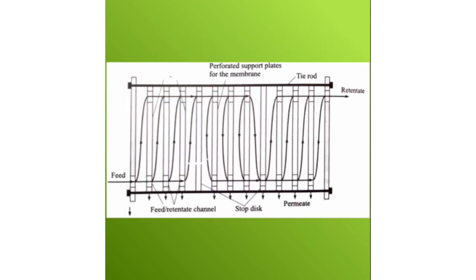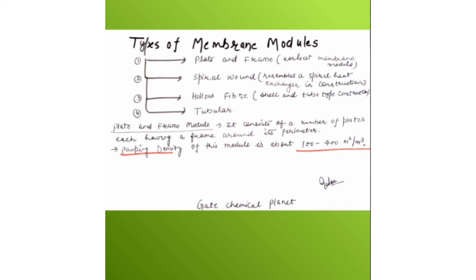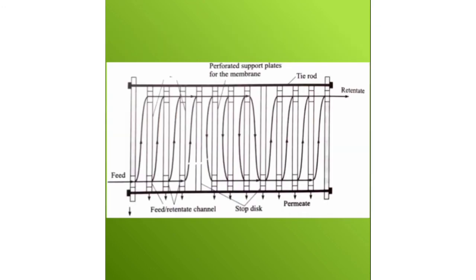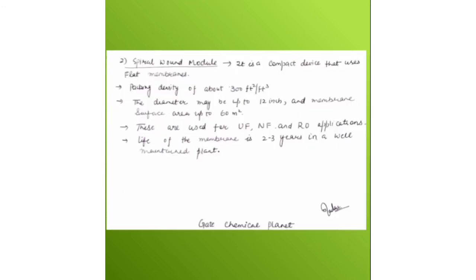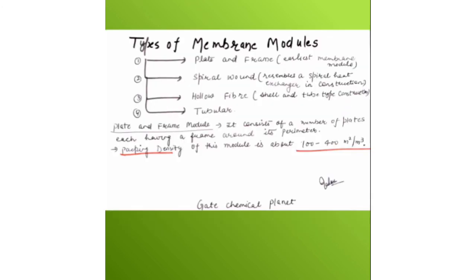So this is the diagram showing the plate and frame module. The plate and frame module consists of a number of plates, and each plate has a frame around its periphery. So this is the plate, where each is surrounded by a frame. The plate and frame module has a packing density of around 100 to 400 meter square per meter cube.